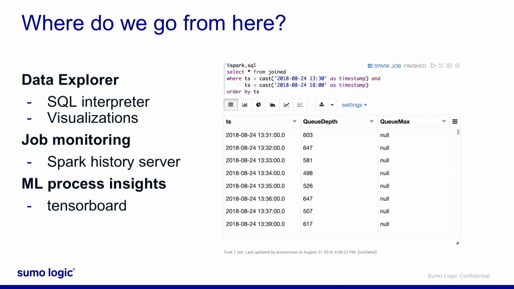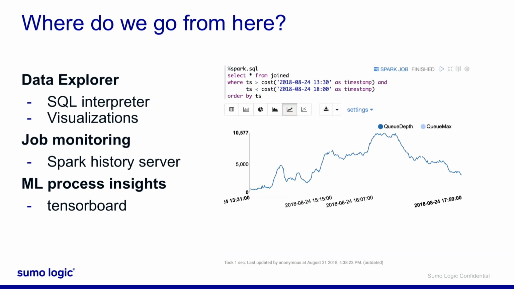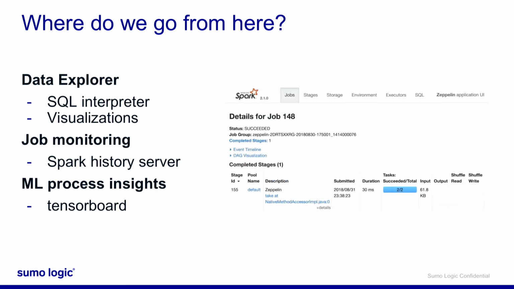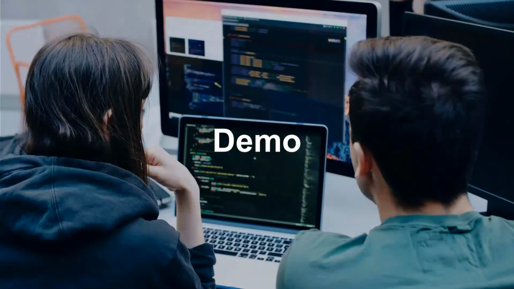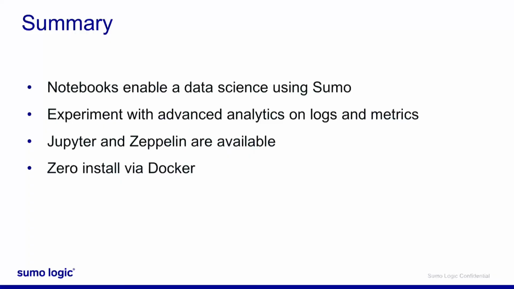I'm wrapping up. So, what the notebook gives you, the immediate benefits, is this data explorer, and you can use Spark SQL to run queries. You get some nice visualization tools, which are part of the Zeppelin tool set. We have some job monitoring, which is also part of Spark, and through a container you can connect your web server and look at the history server. Or if you're using TensorFlow, you can connect and look at the TensorBoard visualization if you're into that.